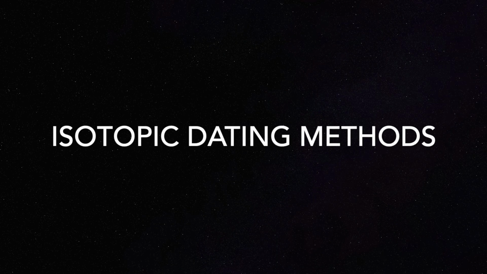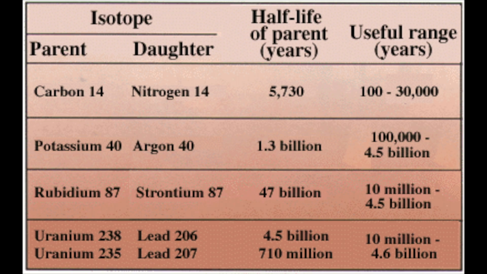Isotopic dating methods. Radioactive isotopes decay at predictable and known rates and can be used to date igneous and metamorphic rocks. Some of the more useful isotope systems are potassium-argon, rubidium-strontium, uranium-lead, and carbon to nitrogen. Radiocarbon dating can be applied to sediments and sedimentary rocks, but only if they are younger than 60,000 years old.